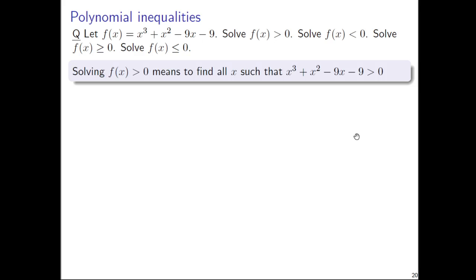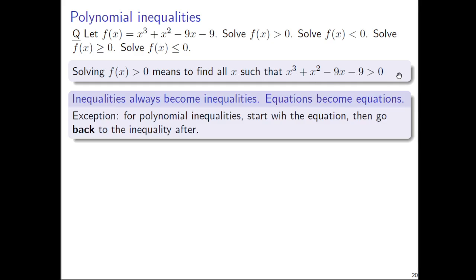Now here's the thing, solving for, let's say the first one here, solving f of x greater than 0 means to find all of the x where, I just replace the f of x, it's this x cubed plus x squared minus 9x minus 9, where that has to be bigger than 0.